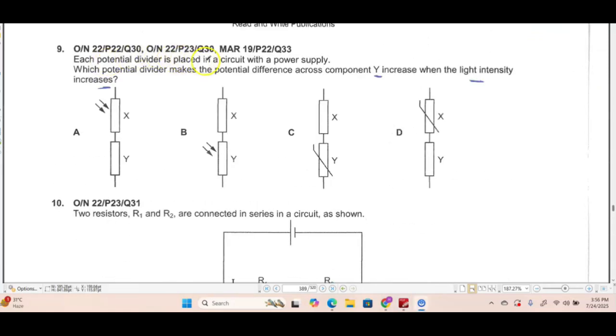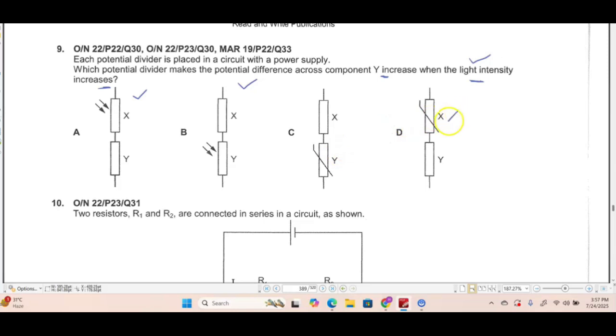9. Each potential divider is placed in the circuit with a power supply. Which potential divider makes the potential difference across the component Y increase when the light intensity increases? Okay, when we are talking about light intensity, we should be looking at potential dividers that have LDRs in them, light dependent resistors. So this one and this one, these two options we have to view.